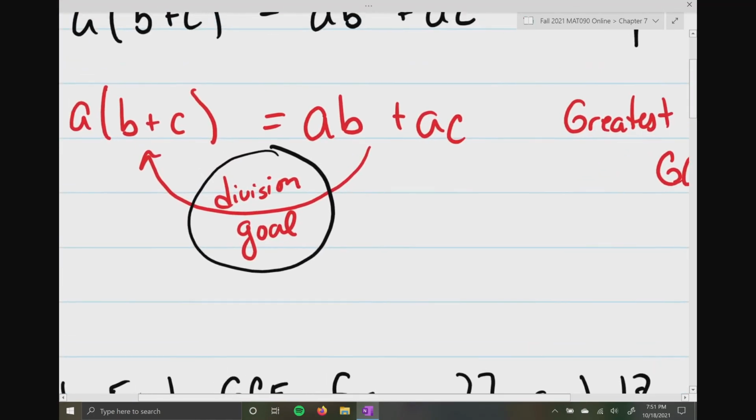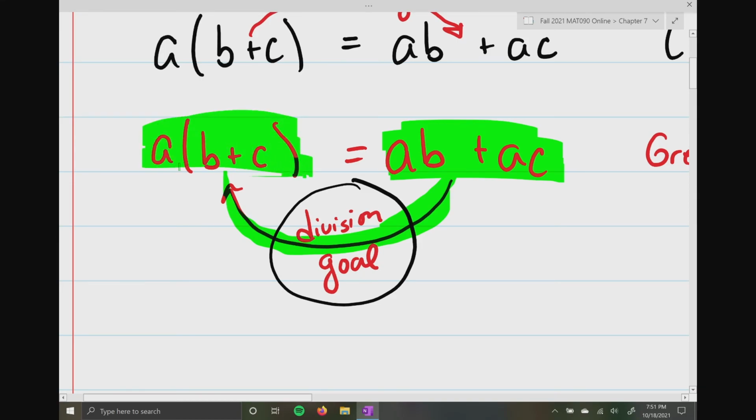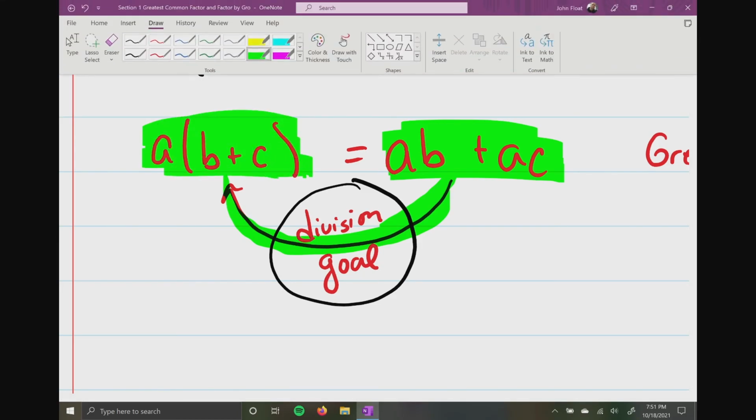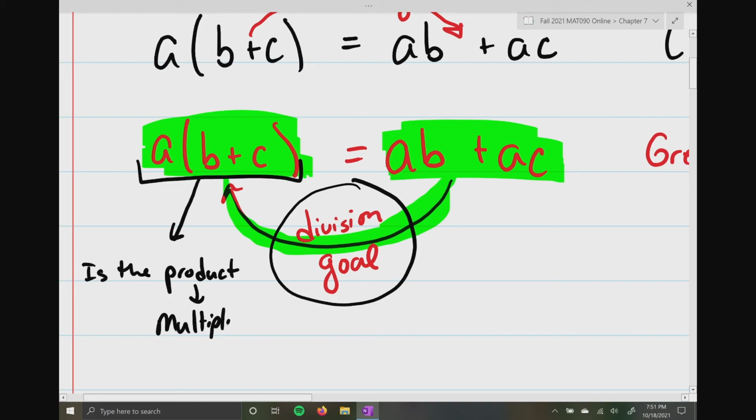I'm going to zoom in. We're starting with a problem that looks like this on the right-hand side. I just highlighted it in green. Our goal is to transition back to this. Now, I don't know if you know what you're looking at right here, but I'm going to tell you. This right here is the product. In other words, those two things are being multiplied. It's multiplication.